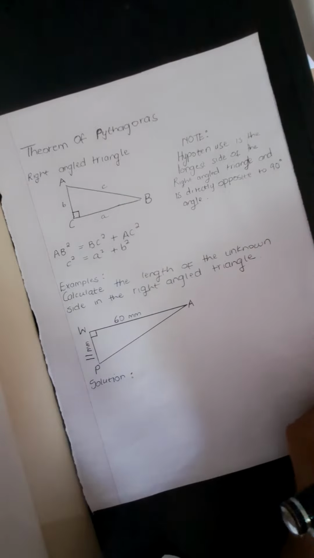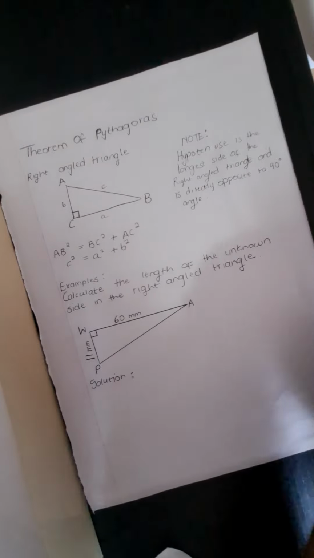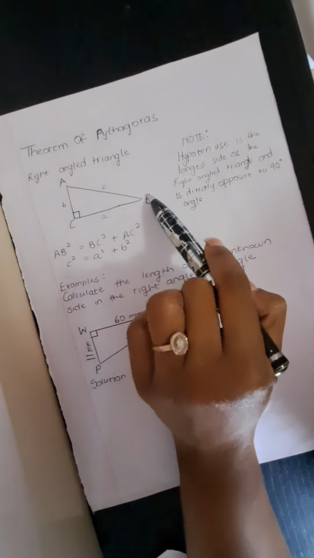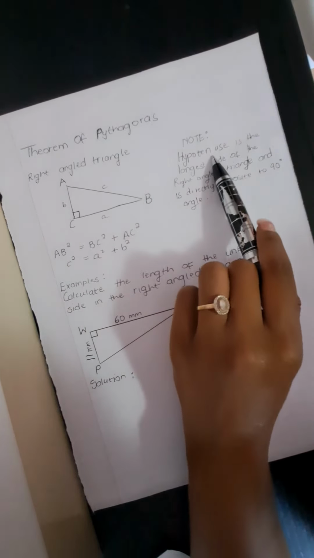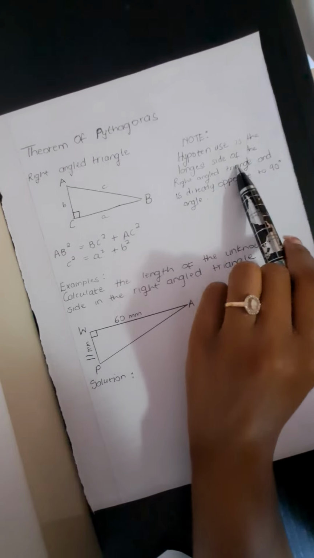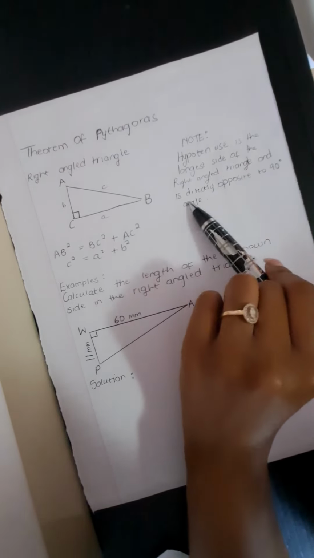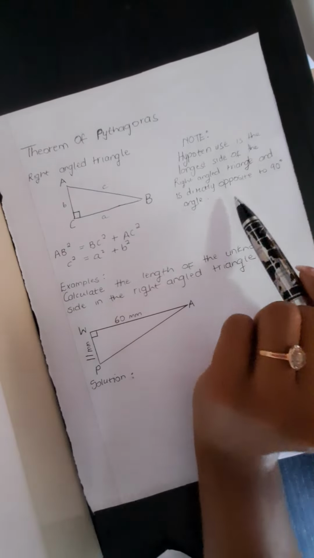Hello everyone. Today we are doing the Theorem of Pythagoras. We can use the Theorem of Pythagoras when we have a right-angled triangle, as you can see. And then we have what we call the hypotenuse. The hypotenuse is the longest side of the right-angled triangle and is directly opposite the 90-degree angle.